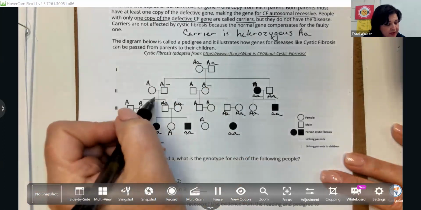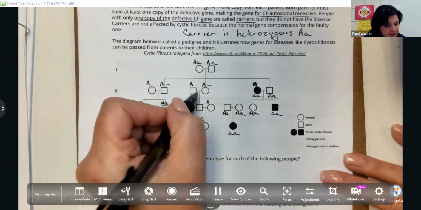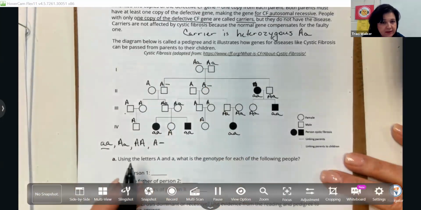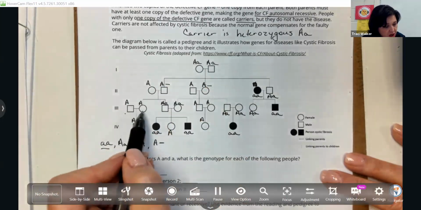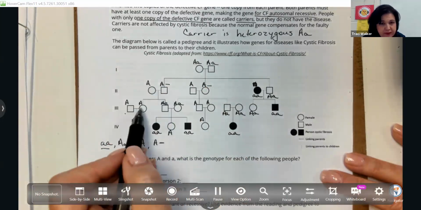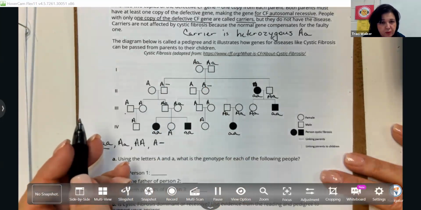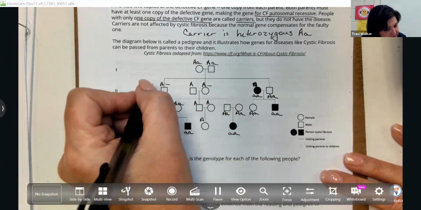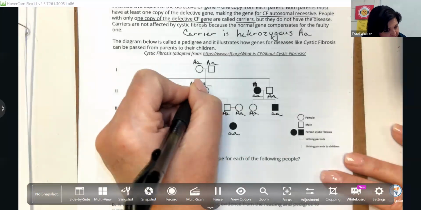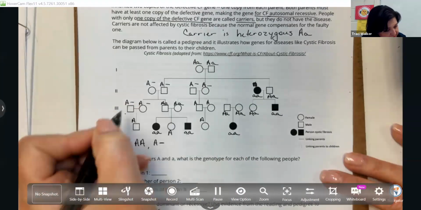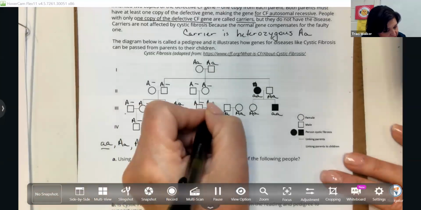Okay, and we don't know about this one's parents or this one's parents, and their children are big A, little a, or just big A. We don't know enough to say for certain what they are. So these are going to be dashes, and then all the rest of these are going to be dashes.